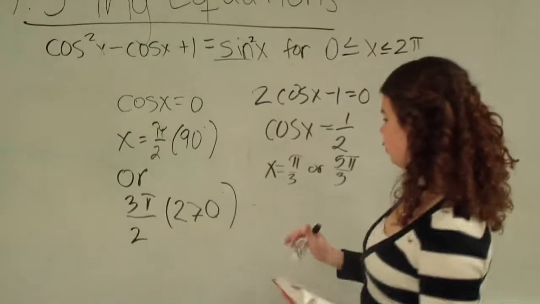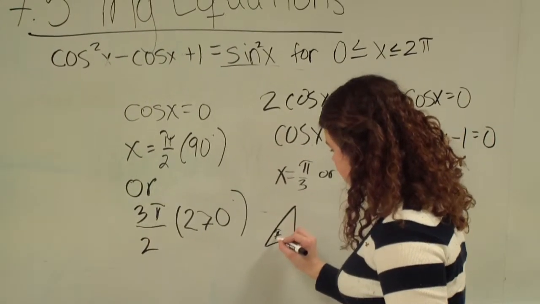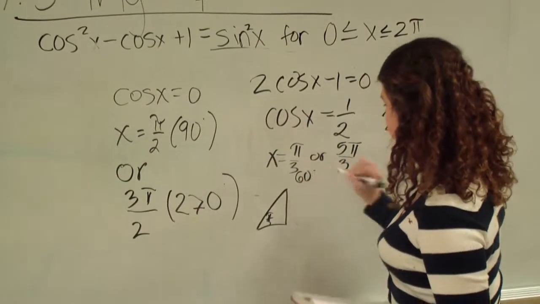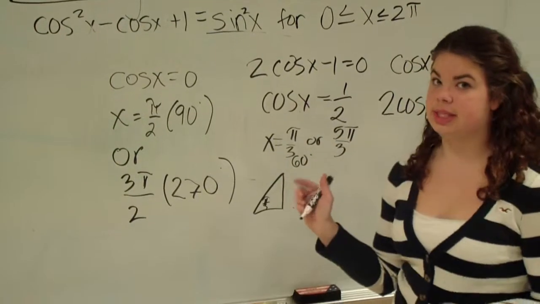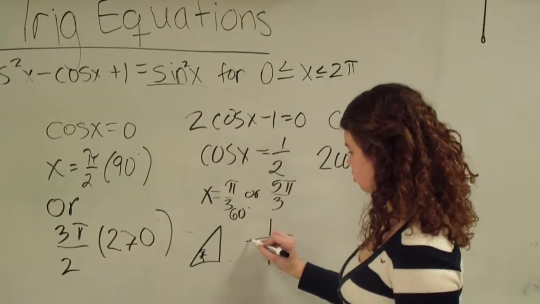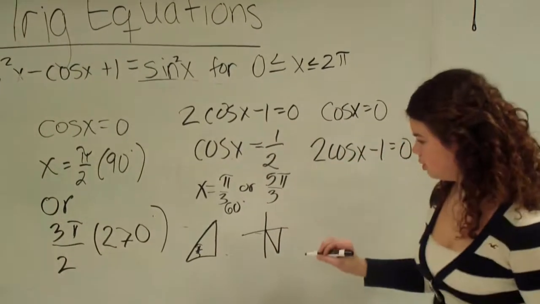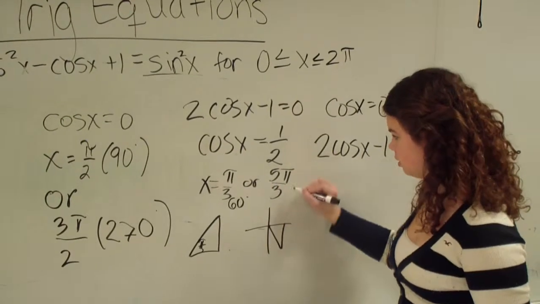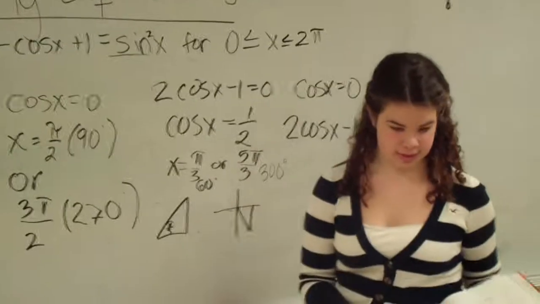Which, if you remember, looking at our triangle, this is pi over 3. That is equivalent to 60 degrees. So that's 60 degrees. And then 5 pi over 3 is 5 times 60, which would be 300 degrees. Okay, so that's it.